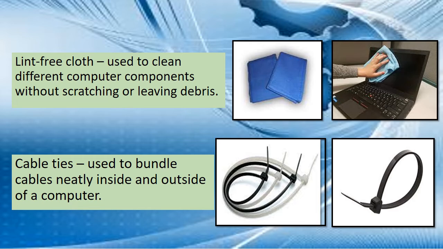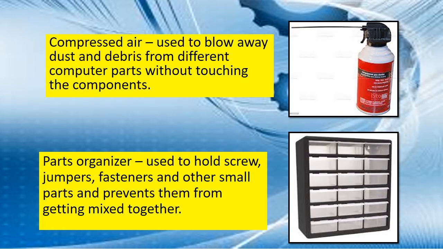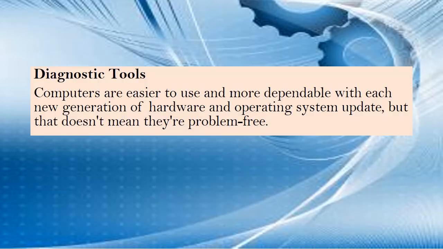Then we have cable ties, which are used to bundle cables neatly inside and outside of a computer. Then we have compressed air, which is used to blow away dust and debris from different computer parts without touching the components. Then the parts organizer, which is used to hold screws, jumpers, fasteners, and other small parts, and prevents them from getting mixed together. Then lastly we have diagnostic tools.